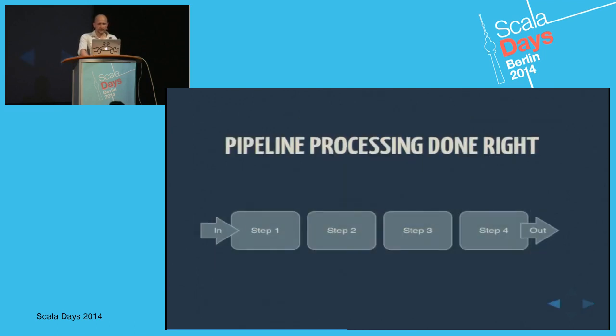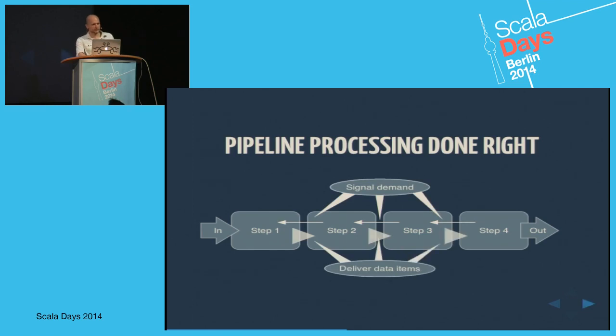Okay, so let's look again at our pipeline processing scenario. Basically, you signal demand in this direction, and then the elements flow in this direction. That's how it works, and that's how it needs to work.